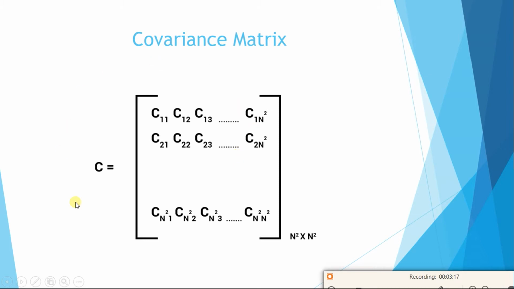It is a little hard to calculate this covariance matrix directly, so we are going to use SVD. But before that, I'm going to tell you why this is hard. If you want to skip, you can skip directly to SVD, but first I'm going to tell why this is hard.